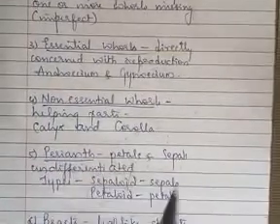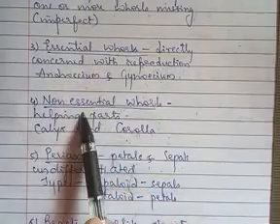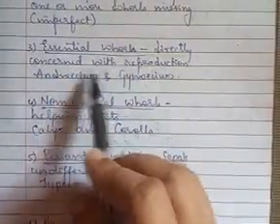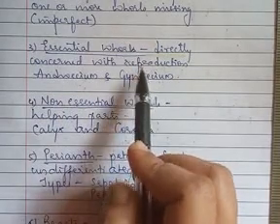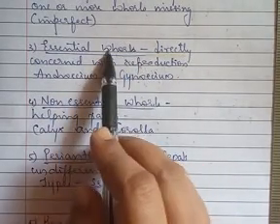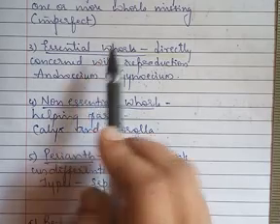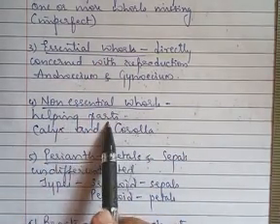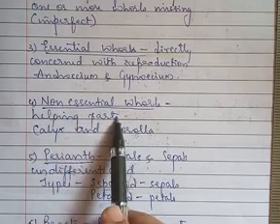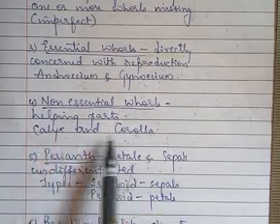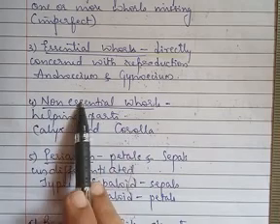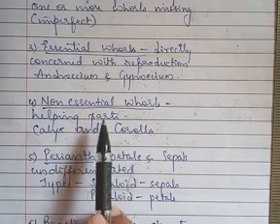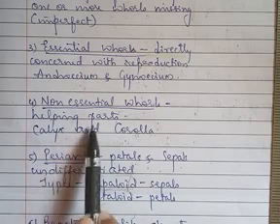The second one is the essential whorl and non-essential whorl. Essential whorls are the whorls which are directly concerned with the process of reproduction. Androecium and gynoecium are the examples of the essential whorls of the flower. Non-essential whorls are helping parts of the flower. They are not directly involved in the process of reproduction, like the calyx and the corolla. They are the non-essential whorls of the flower, right? They help the process of reproduction to take place, but they are not directly involved in the reproduction.